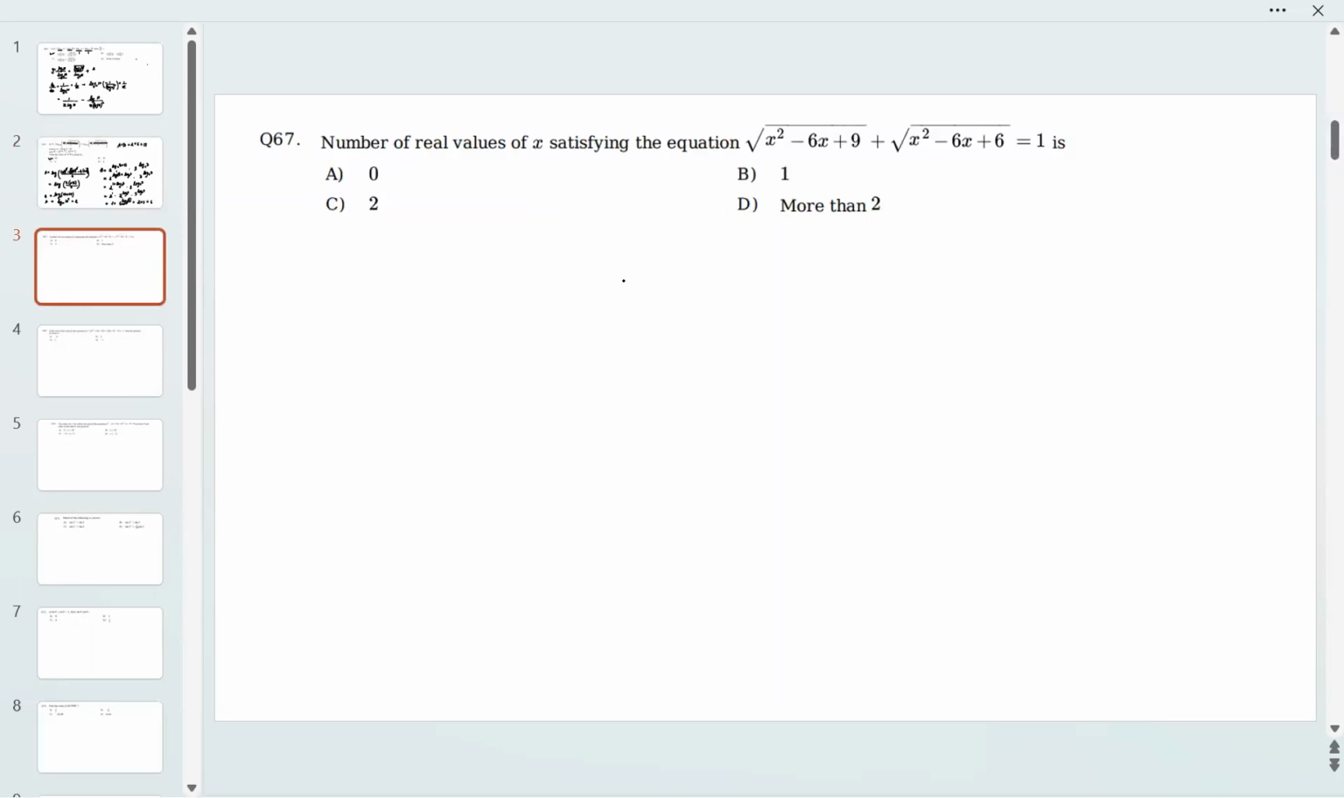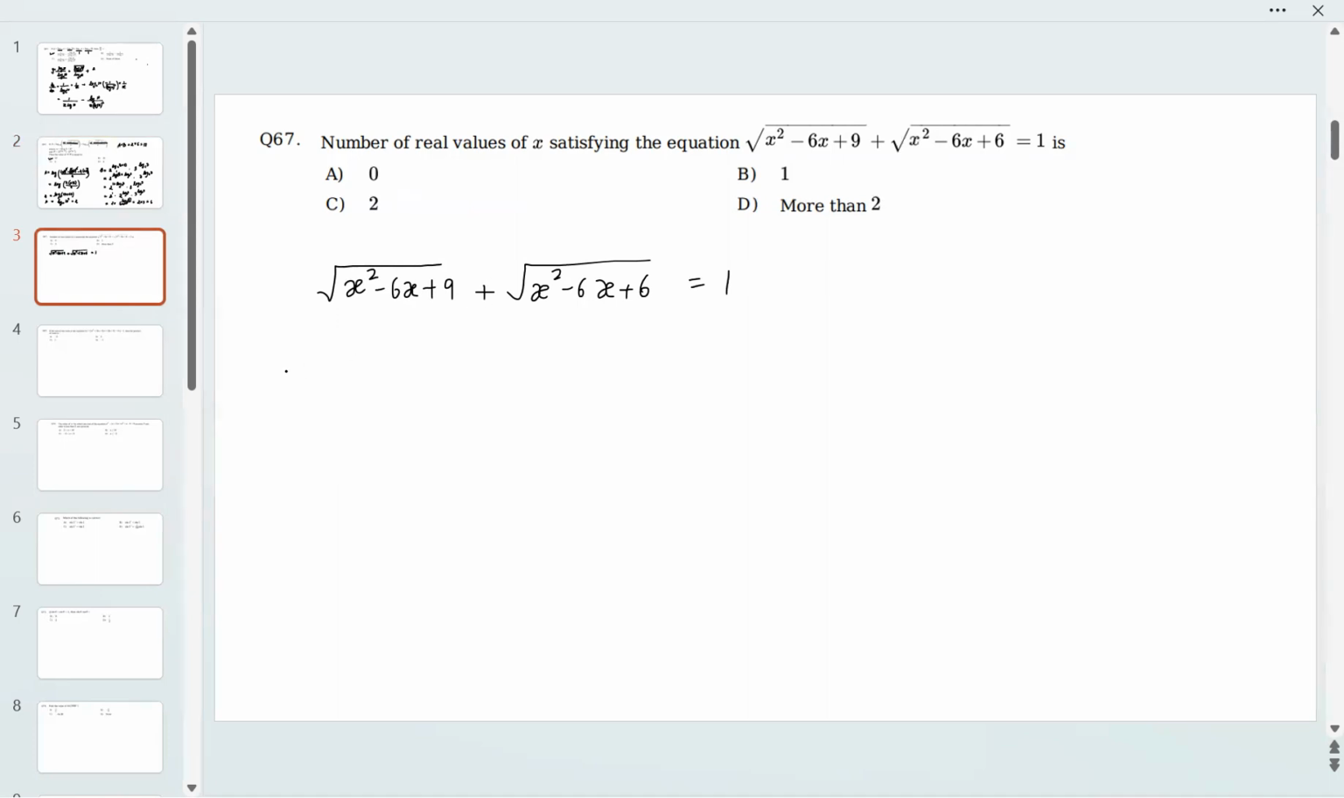67 is a very interesting question. Please note, this is a classical question of multiplicative inverse. So, given is under root of x square minus 6x plus 9 plus under root of x square minus 6x plus 6 equals to 1.